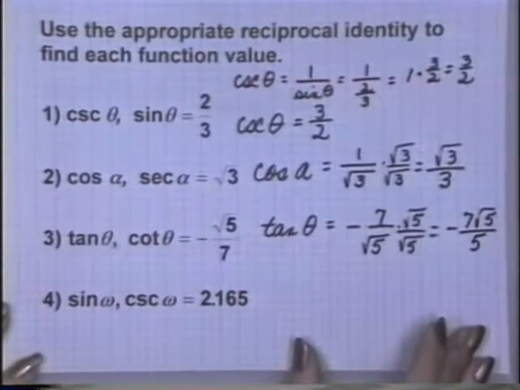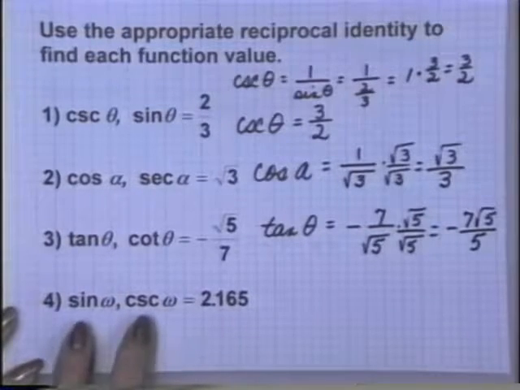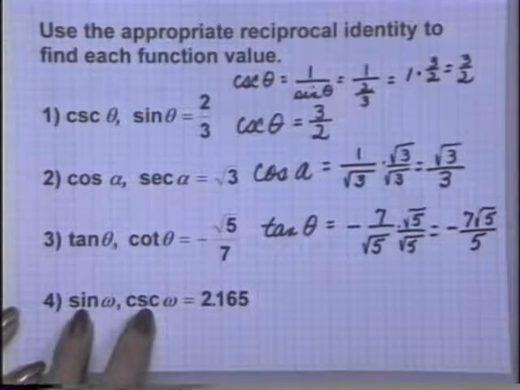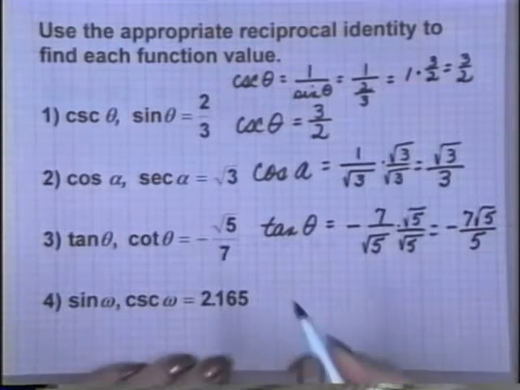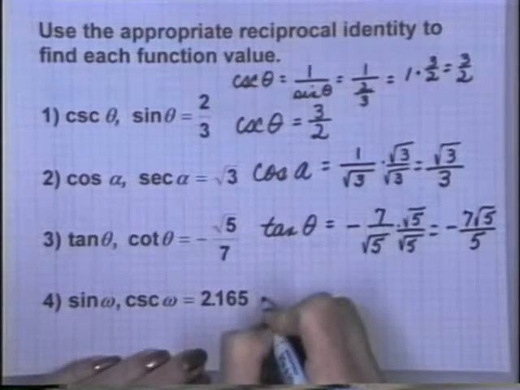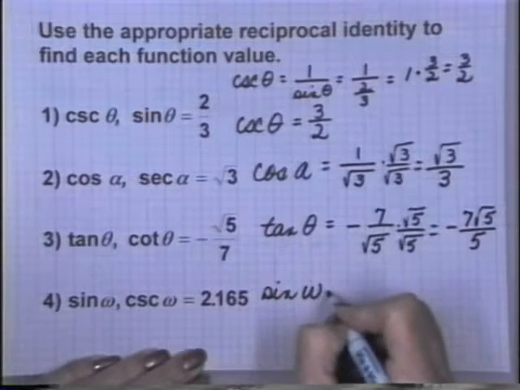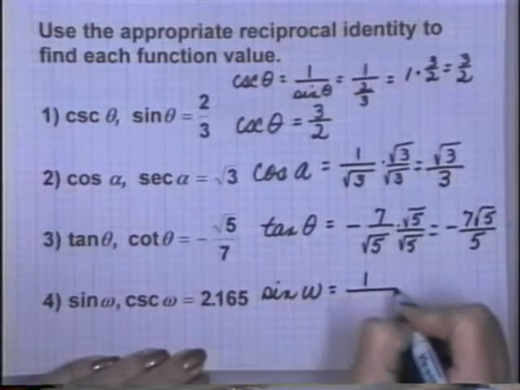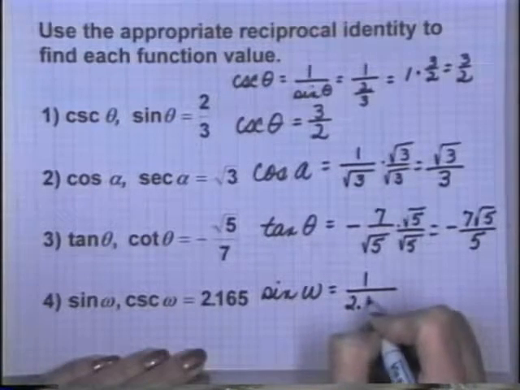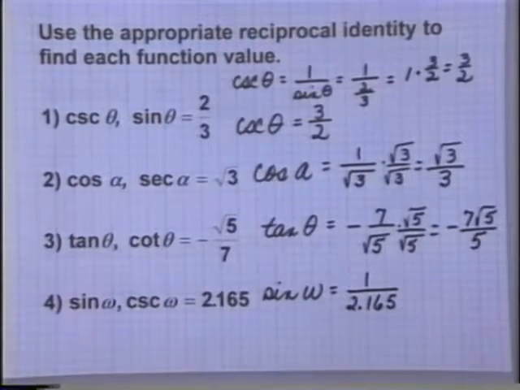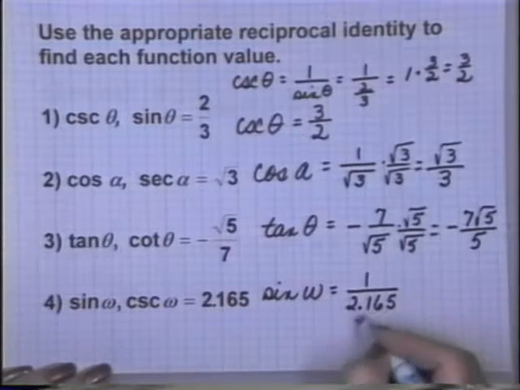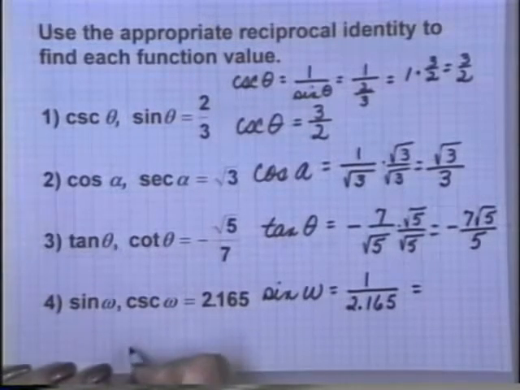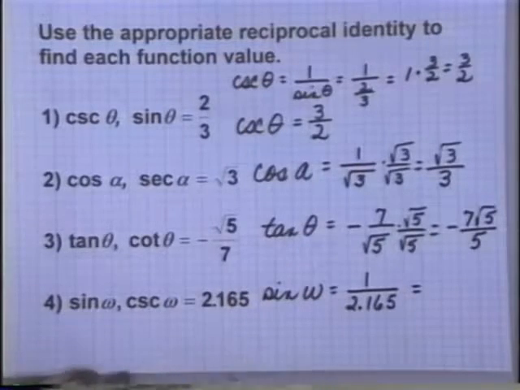For this fourth problem, I'm going to use my calculator. The sine of omega is what I'm trying to find. I'm given that the cosecant of omega equals 2.165. Well, my thought here is that since they're reciprocals, the sine of omega equals 1 over 2.165. But I'm going to use my calculator and use my reciprocal button to find what 1 divided by 2.165 is. Of course, I could divide it out the long way, but that's why you have a reciprocal button.